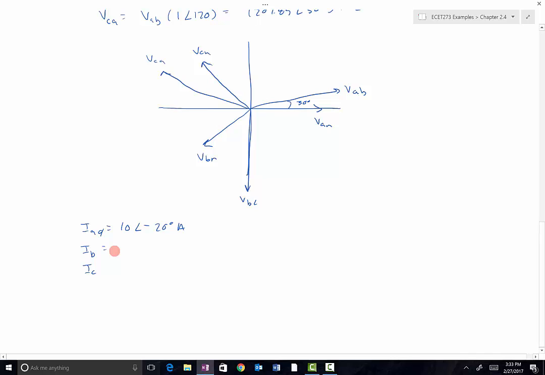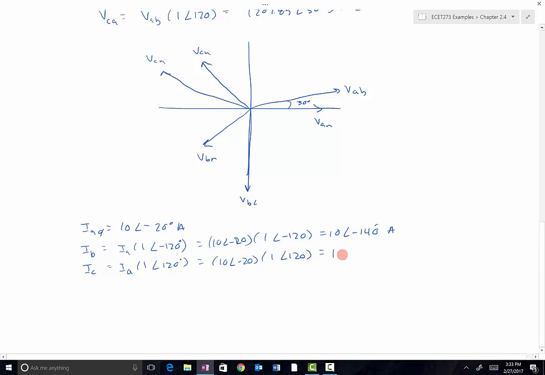In a balanced system, the currents are 120 degrees out of phase with one another, just like the voltages are. So IB is going to be IA times 1 at angle negative 120 degrees, and IC is going to be IA times 1 at angle 120 degrees. So that's going to be 10 angle negative 20 times 1 angle negative 120, which is just 10 amps at angle negative 140 degrees. And this one's going to be 10 at angle negative 20 times 1 at angle 120. So that's going to give me 10 amps at 100 degrees.